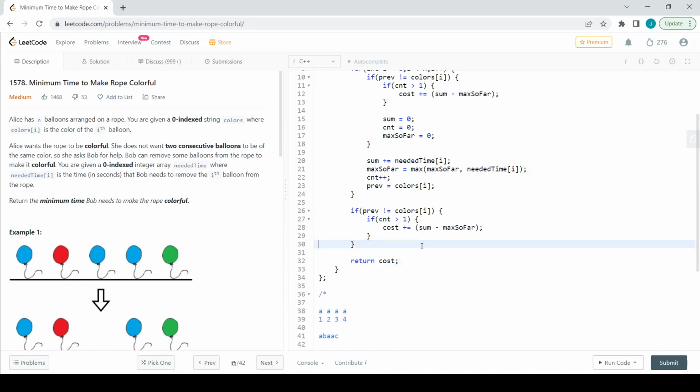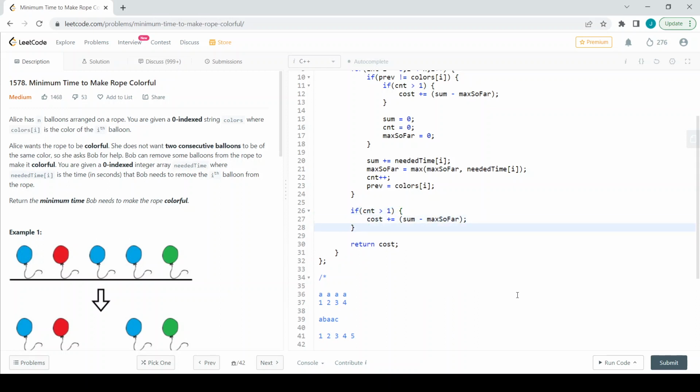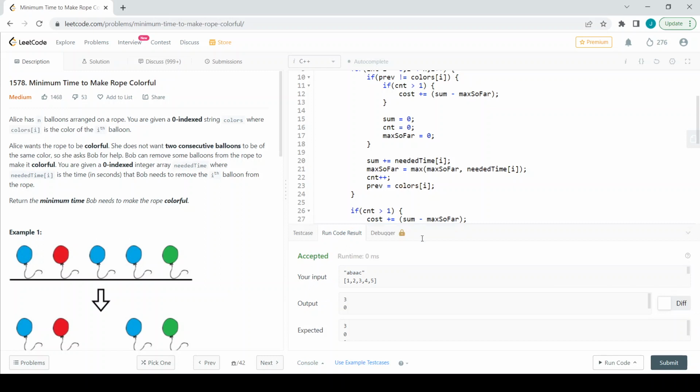We can remove this, we don't want to reset those values. Actually, we don't want to check this condition at all. We can just directly check if my count is greater than 1, then I will add it to my cost finally. Now let us try to run the code. Yeah, superb, it got accepted, as you can see. Now let us submit the code.